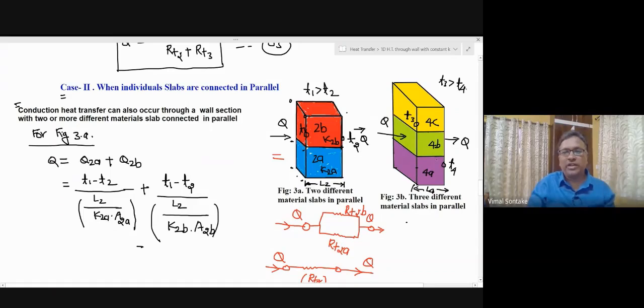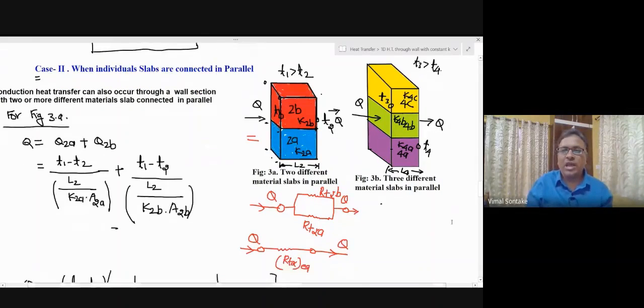Let's say the thermal conductivity of material 4A is K4A, 4B is K4B, and 4C is K4C. What will be the area normal to heat flow by material 4A? A4A, by 4B, A4B, and by 4C, A4C. Now let us draw the equivalent electrical circuit for this wall having 3 different materials.